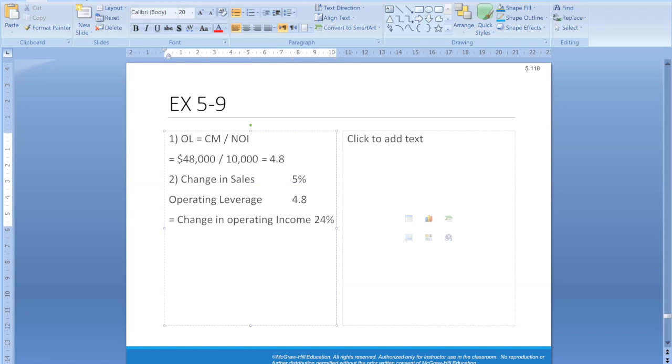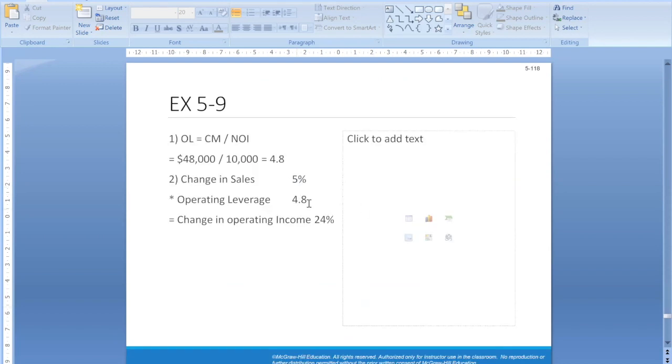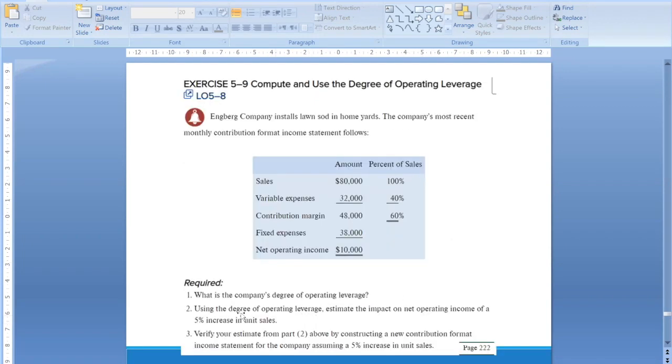So simply the change in the operating income will equal operating leverage times the change in sales. Go back to the question. Using the degree of operating leverage, estimate the impact on the net operating income of a 5% increase in sales. We say 5% times the operating leverage. So the change in the income will be 24%. Estimate the impact on the net income for the increase. Okay.